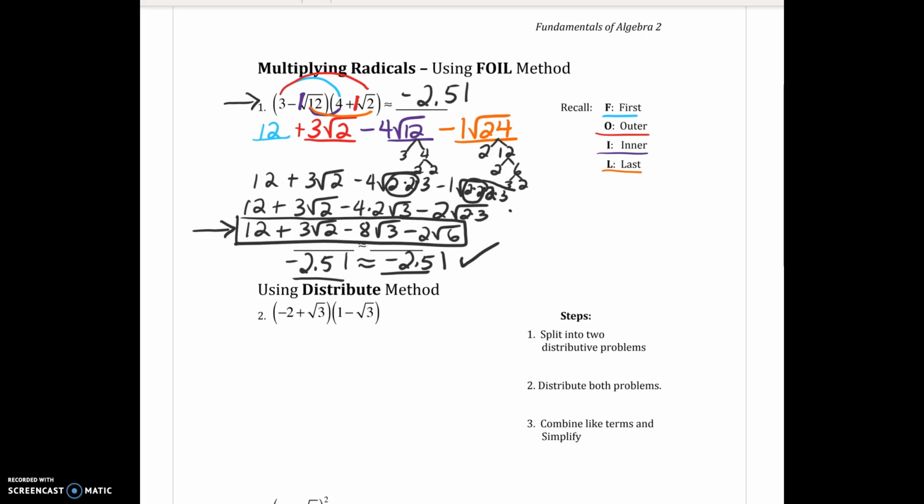So it's something you always want to do with radicals as long as there's no variables in the beginning. Put in your original problem, get a decimal, put in your answer, get a decimal, and make sure that they match.